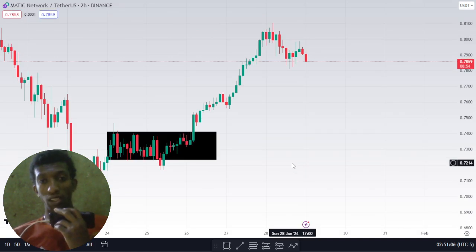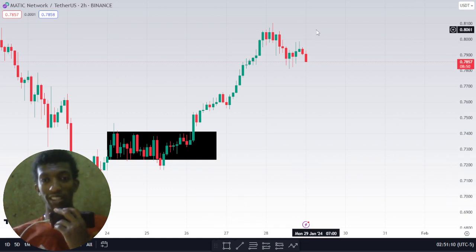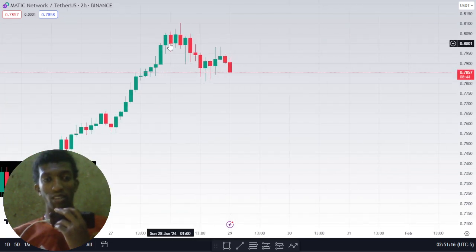Wow, on Matic, it is melting, as you can see. This is a 2-hour candle. This is not 1 minute. This is 2 hour. And look at this beauty. Look at this single fake out. It is beautiful.